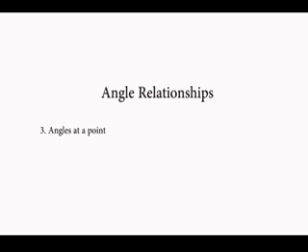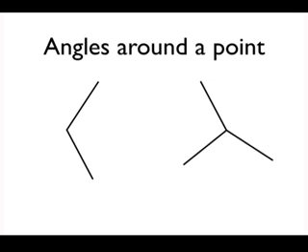Angles at a point. What is a point being referred to here? The point is where all the lines meet. So this is the point we are talking about. So when we say angles around a point, these are the angles we are describing. The left diagram has two angles and the right one has three angles.